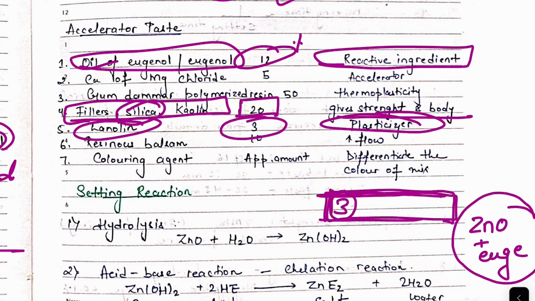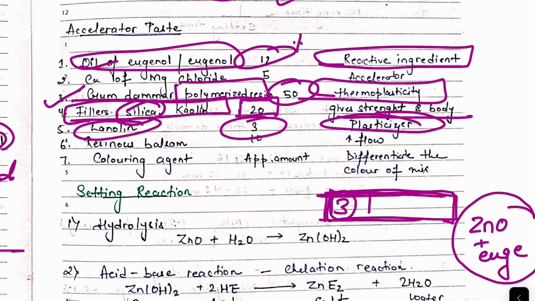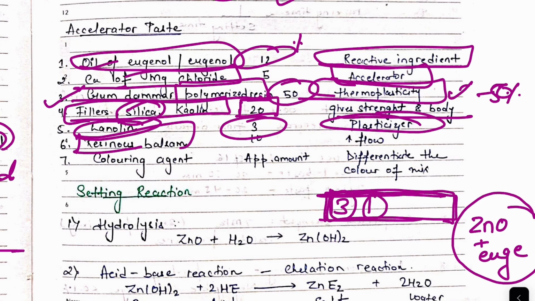Till now we have talked about three compounds, but still we don't have the compound that makes the bulk of the paste. So if you look here, you have gum damar or polymerized resin, 50%. It provides thermoplasticity and it forms the bulk of the compound. So this is 50% in itself. Okay, and then we have an accelerator, that is calcium or magnesium chloride. Okay, we have resinous balsam, which increases the flow of it, and we have a coloring compound always.